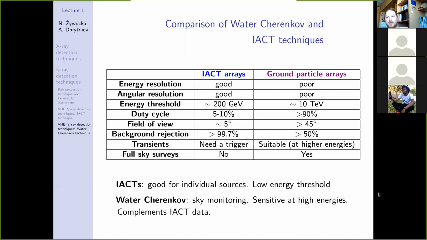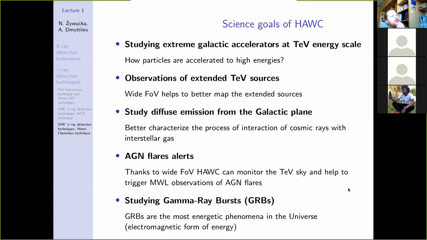And a few lectures ago, someone was asking me why we're building CTA and not a bigger Fermi-LAT. So exactly for this purpose, because CTA will be excellent for good energy resolution. For individual sources, it will achieve much better performance. And HAWC will be complementing CTA and providing valuable input about transients and making full sky surveys. So one technique perfectly complements another one.